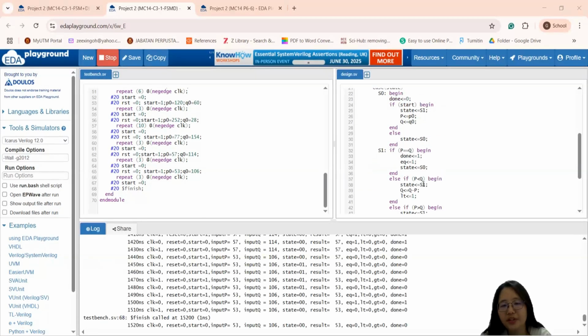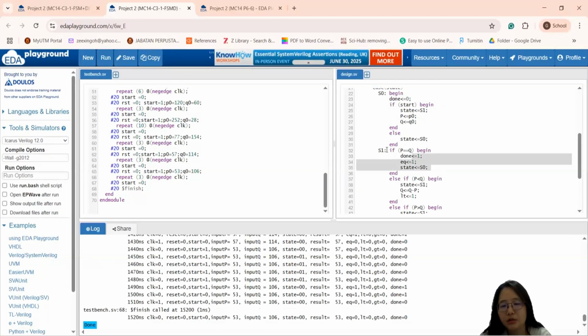The biggest difference between FSM plus D and FSMD is here. In FSM plus D, I have 3 states, and in FSMD, I just have 2 states, because I will directly give done equal to 1 when P equal to Q in FSMD. But in FSM plus D, I will give done equal to 1 at the next state.